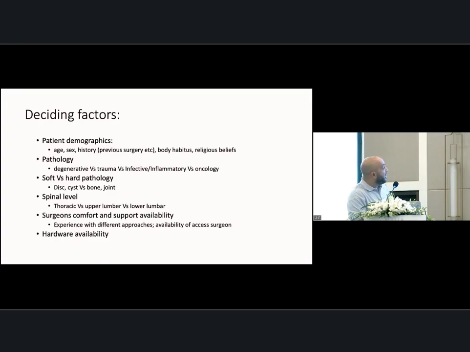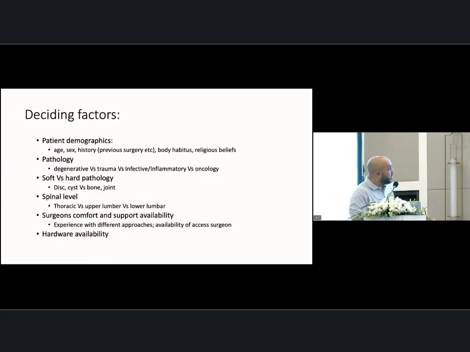The pathology, is the problem degenerative? Is it traumatic? Is it infective? These factors make a decision as to whether you're going to go from the front or the back. Is the pathology hard? Is it disc pathology? Is it a bone pathology? What's the pathology? Is it coming from the front? Is it pushing in from the back? Is it foraminal? What level are we talking about?